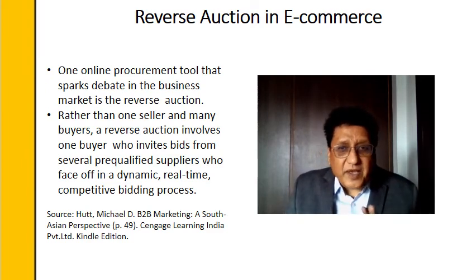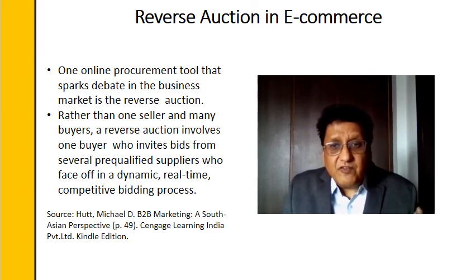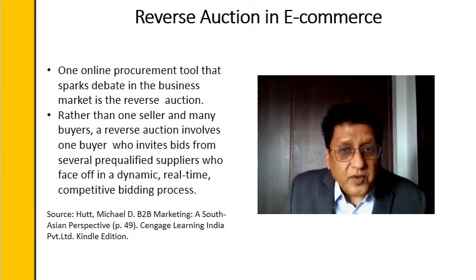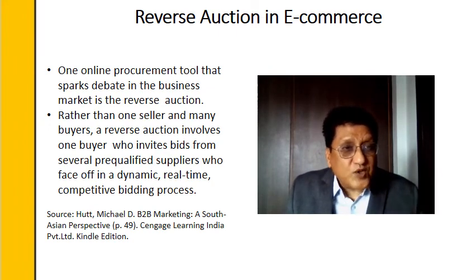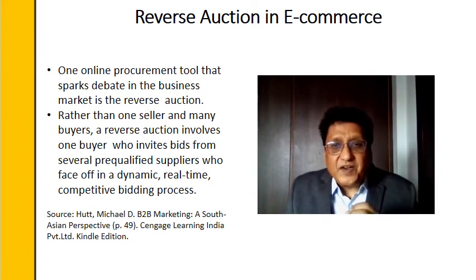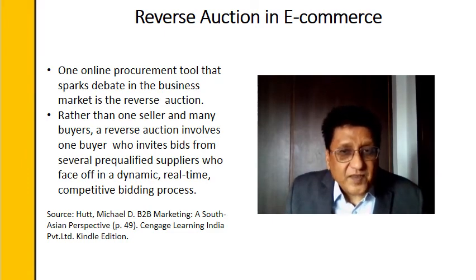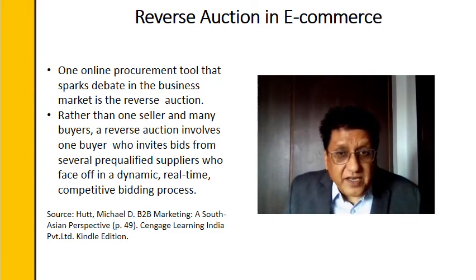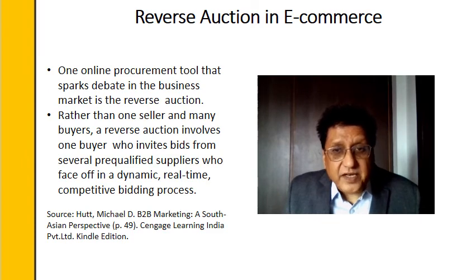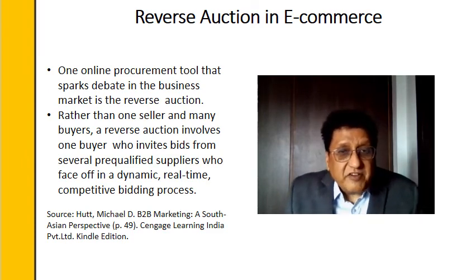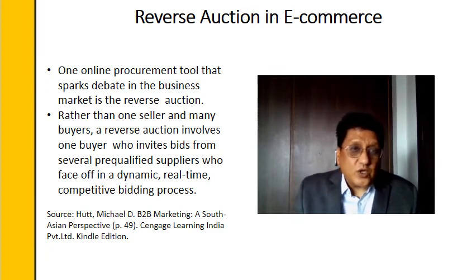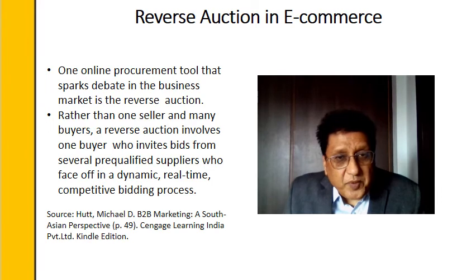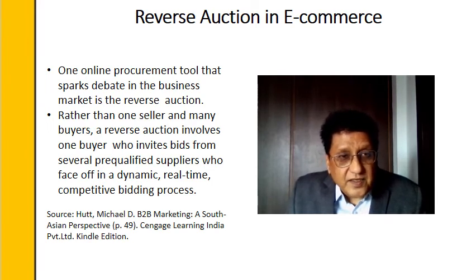Rather than one seller and many buyers, the reverse auction involves one buyer who invites bids from several pre-qualified suppliers who face off one another in a very dynamic, real-time and competitive bidding process. And these are very widely practiced in automobile, electronic, aerospace, and pharma industries. So the supporters claim that reverse auction can lower the cost of procuring products and services by 20%.